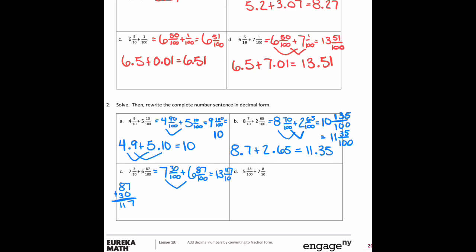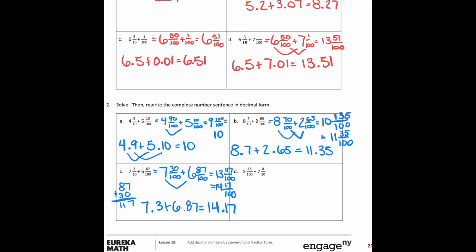So 117 hundredths. Well, that fraction is greater than 1, so I'm going to pull out 100 hundredths for another whole and get 14, and then 17 hundredths left over. So as decimal form, this would be 7.3 plus 6.87, which would give you 14.17 for the 17 hundredths.